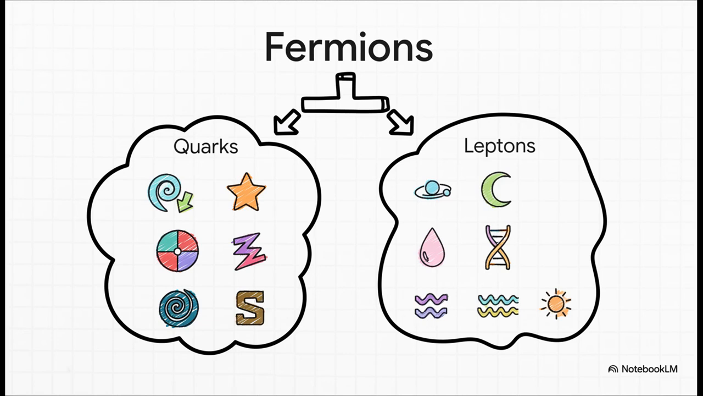So let's look at the fermions, the matter particles. They're broken down into two families, quarks and leptons. And what's absolutely incredible is that this small set of just 12 particles, plus their antimatter versions, are the fundamental building blocks of every single atom in the entire universe. That's it. That's the whole Lego set.